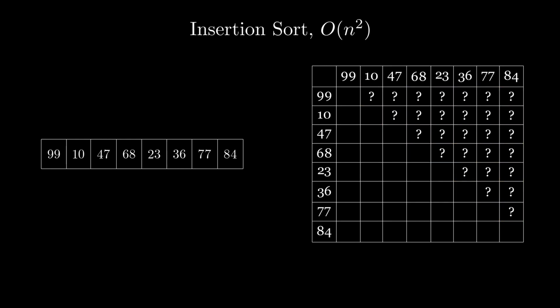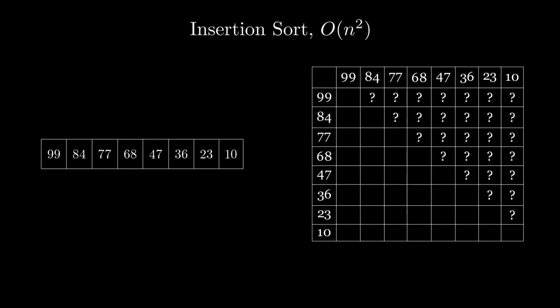We'll take a look at insertion sort's worst case, a reverse sorted list, to see why it's in O of n squared. Let's run it now. As you can see, insertion sort in its worst case is forced to manually compare every pair of elements, which is why it's in O of n squared.